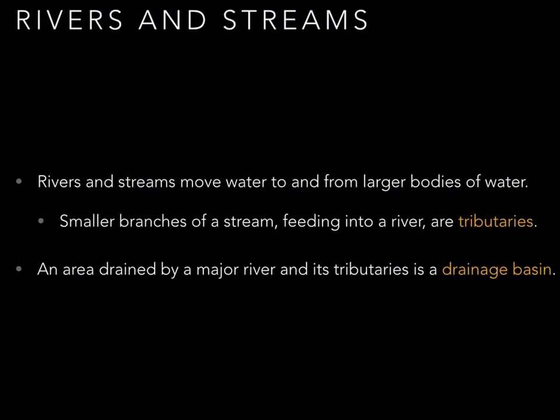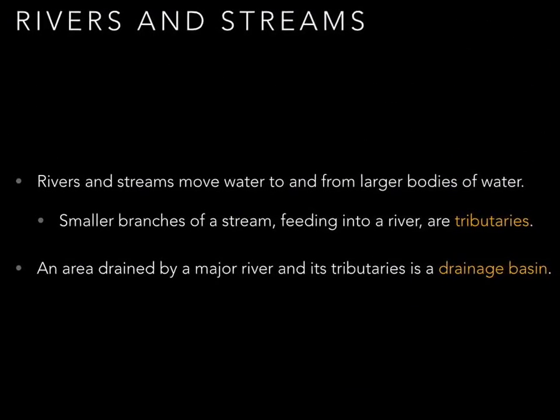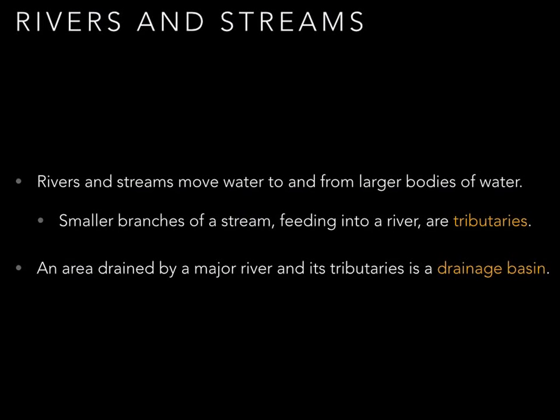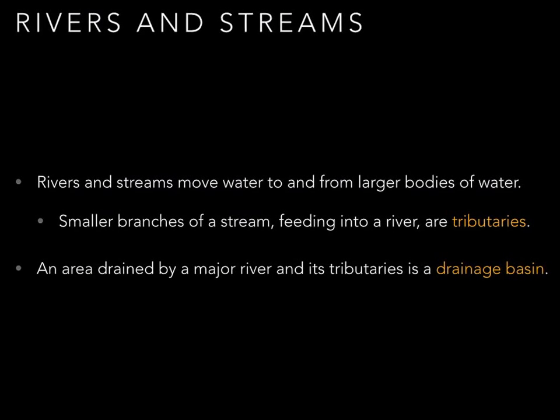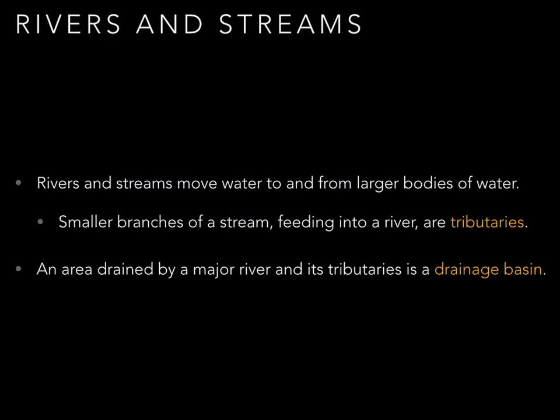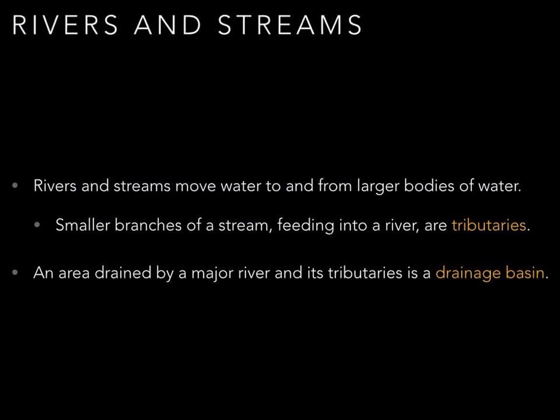Rivers and streams. Rivers and streams move water to and from larger bodies of water. The small branch of a stream that feeds into a river is called a tributary. And an area that's drained by a major river and its tributaries, like the Amazon River Basin, is called a drainage basin.